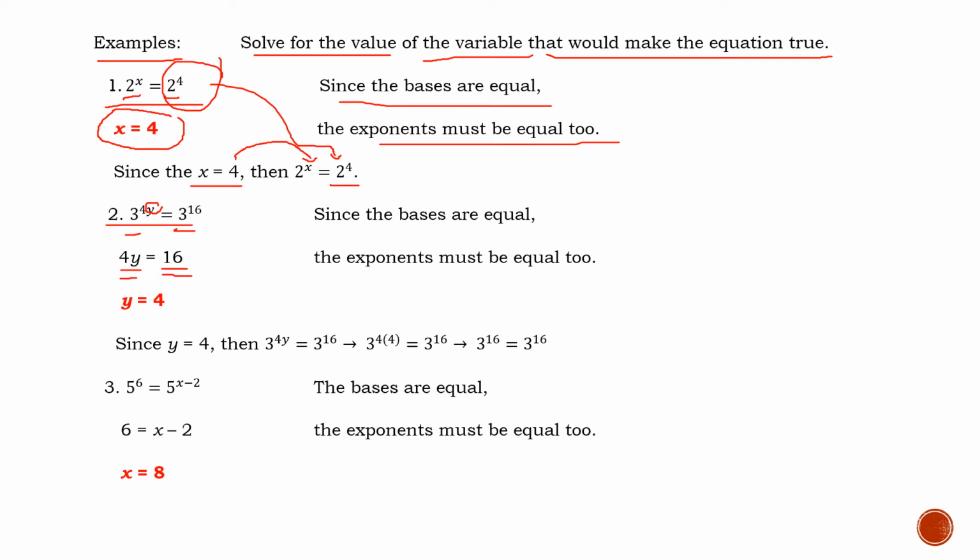For us to get the value of y, we simply divide the entire equation by 4. So the 4 will be cancelled out on the left side, so it becomes y. Then 16 divided by 4 becomes 4, because 16 is a number divisible by 4. So y is now equal to 4.